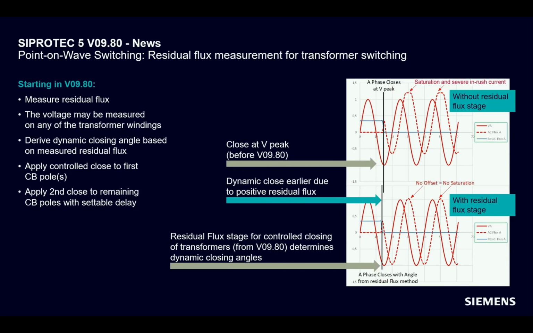The residual flux measurement allows the point-on-wave closer to derive a dynamic closing angle based on measured residual flux, applying a controlled close command to the first CB pole and a second close command to the remaining CB poles with settable delay. Thus, the most important condition, CT saturation and large inrush current, will be avoided as shown in this example.